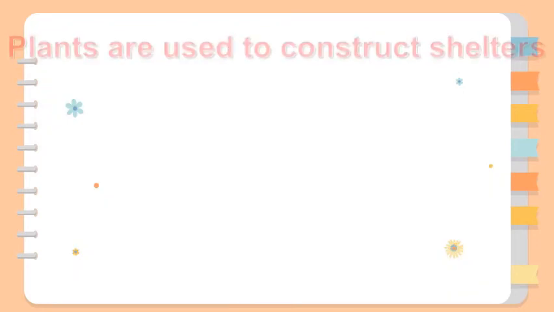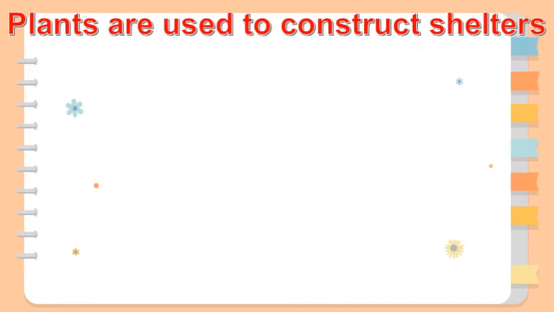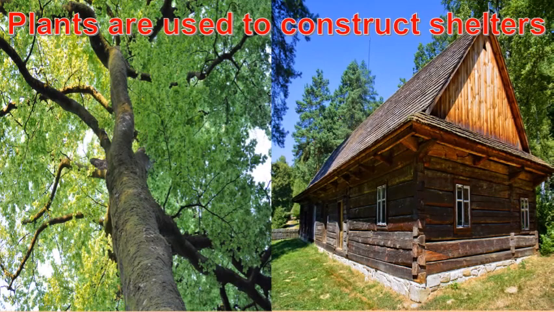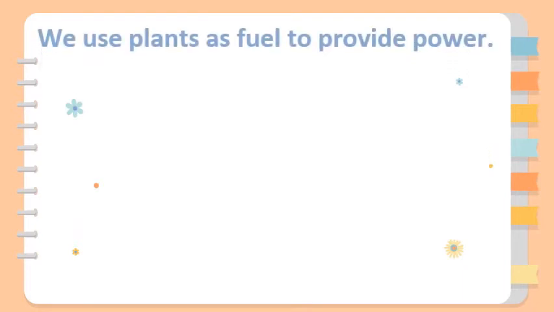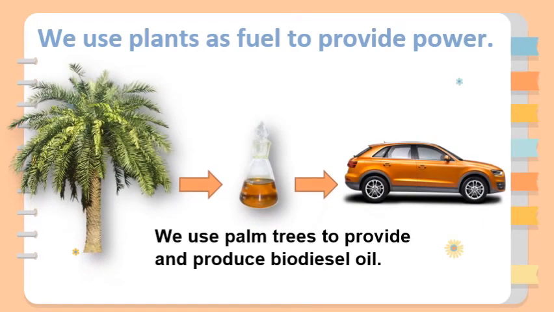Plants are also used to construct shelters. When we say shelters, these are our houses, as well as the trees where the monkeys, birds, and other animals live. We use plants as fuel to provide power. Look at the picture. People make biodiesel from palm fruit. This helps in giving power to start our cars and other machines that need diesel.